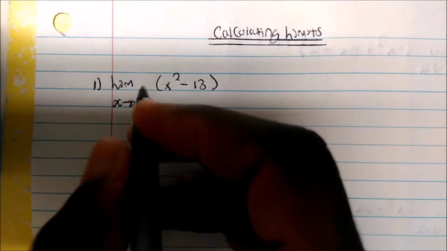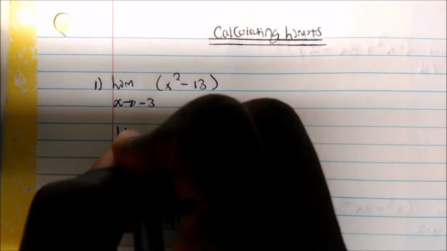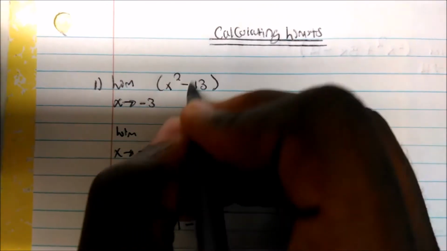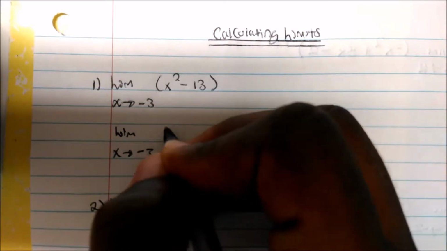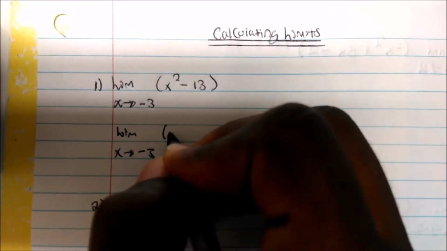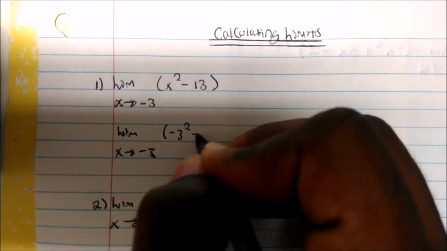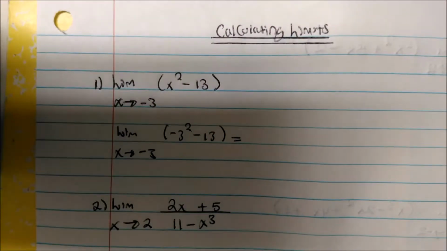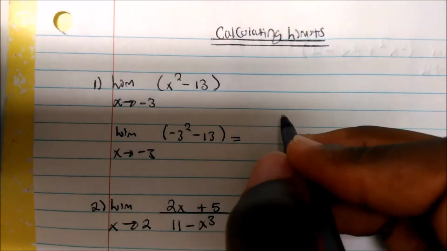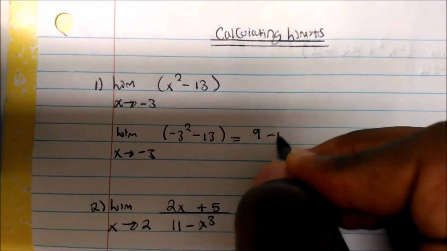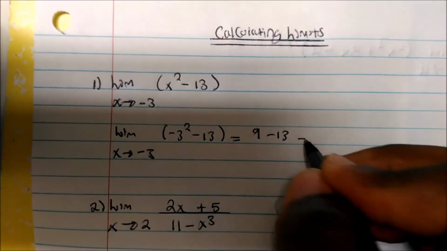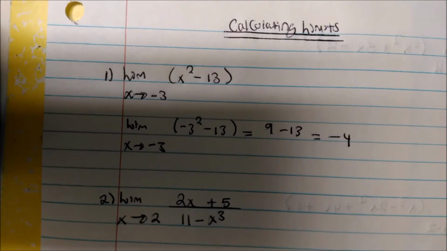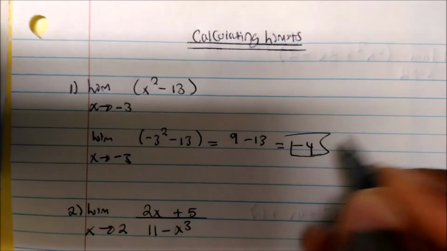So the limit as x approaches -3 is going to be, well, -3 squared minus 13, right? And -3 squared is going to give a positive value. So this is basically 9 minus 13, which will be what, -4? Yes. So this is what your limit is going to be equal to.